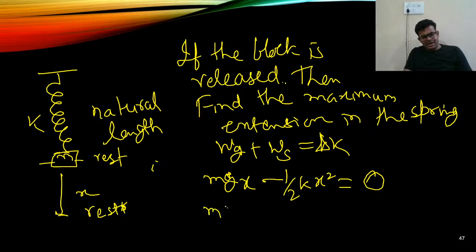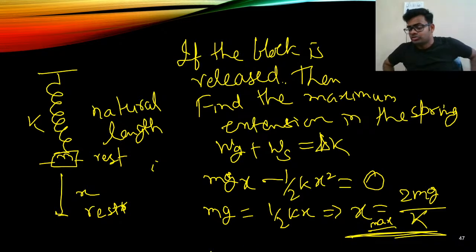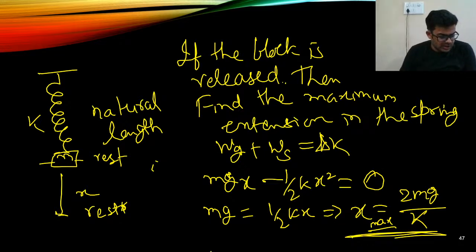So what will we get? mg is equal to 1 by 2 kx. So what will be the final answer? x will be equal to 2mg by k. So here you are getting the maximum extension if the block is just released. If the block is brought down slowly, then it is only mg by k. Where is the equilibrium position? mg by k. Right.